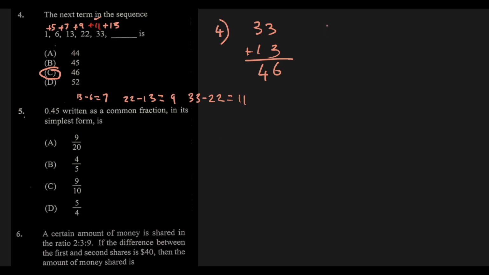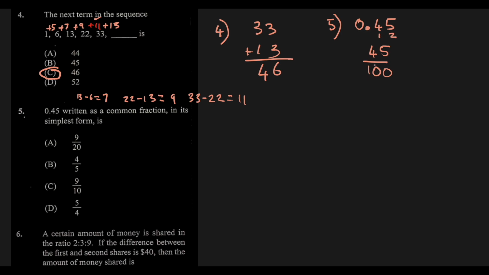All right, so next question, number 5. We have 0.45 written as a common fraction in its simplest form is. If I need to write 0.45 as a fraction, what I can do is write this as 45 over 100. How do I know that? I just need to know how many digits I have behind the decimal place, which would be 1, 2.